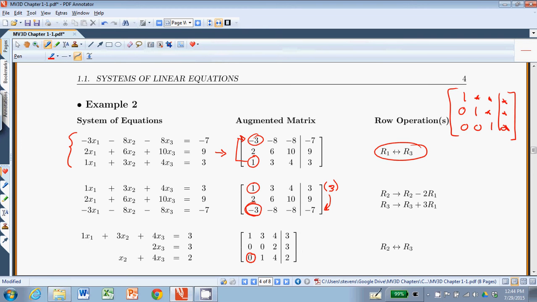Right? But I have to do this to the whole row, so I take that 3 times my multiplier of 3, which is 9, add it to -8, I get 1. 4 times 3 is 12, add to -8, and I get 4. 3 times 3 is 9, plus -7 is 2.